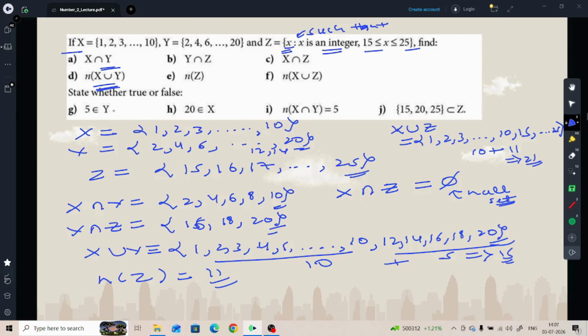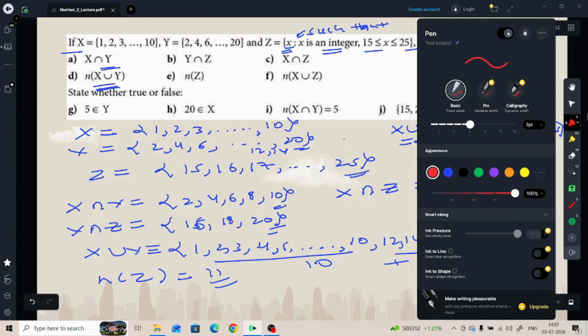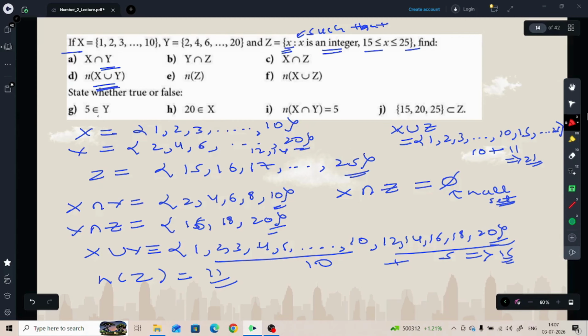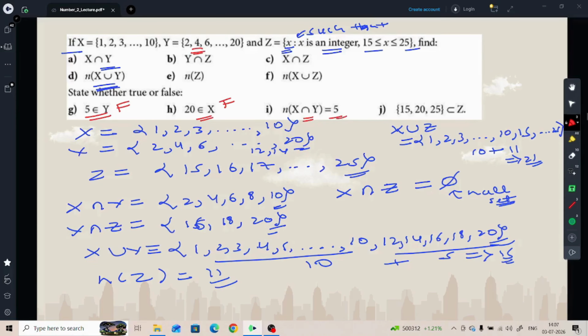Simple. Now it is asking you some other questions. First one is whether 5 belongs to y. Here you can see that y has the elements as multiples of 2. So 5 does not belong to y, so this is false. Next, 20 belongs to x. You can see that x only ranges from 1 to 10. So 20 can't belong to x. So this is false.